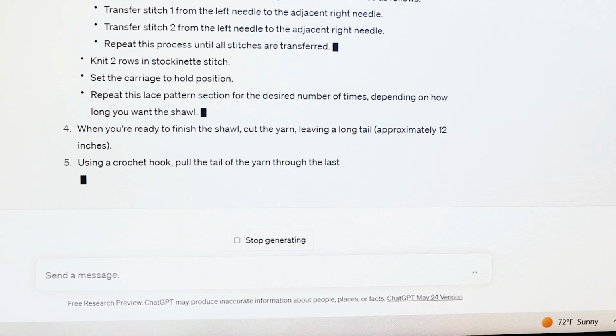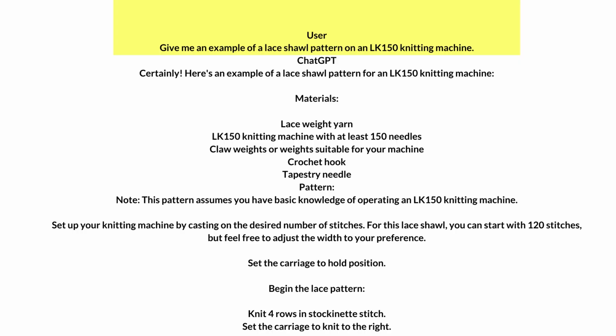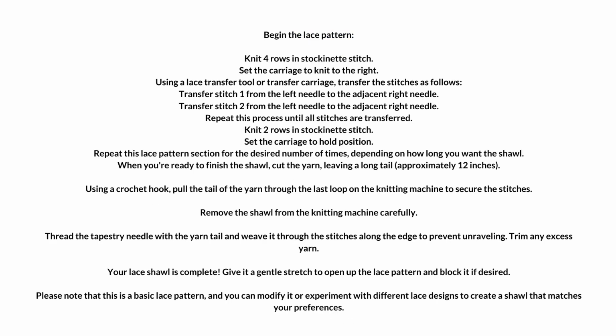here is the pattern. First, set up knitting machine by cast on a desirable number of stitches. You will start with 120 stitches, but feel free to adjust the width. And set the carriage to hold position, begin lace pattern, knit 4 rows in stockinette stitch, set carriage to knit to the right.